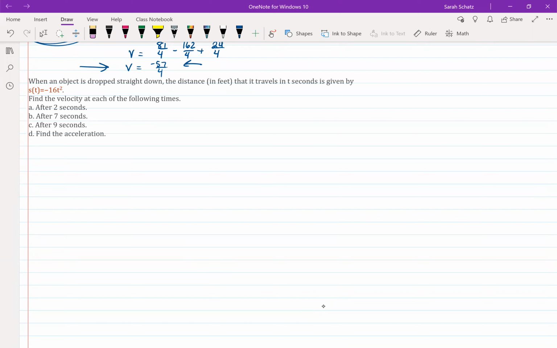Okay, let me get rid of it. Okay, so let's look at this one. When an object is dropped straight down, the distance in feet that it travels in t seconds is given by this function s of t equals negative 16t squared. Find the velocity at each of the following times.